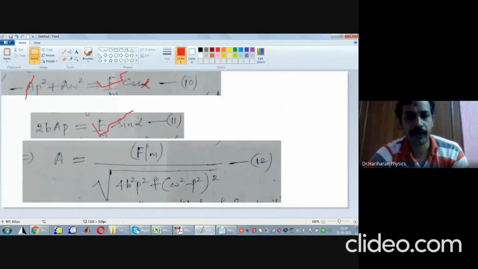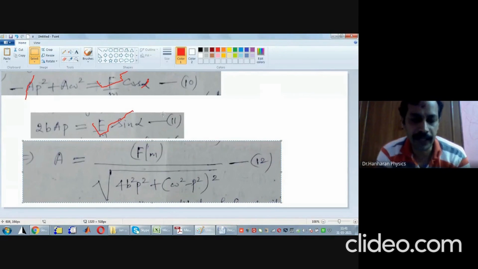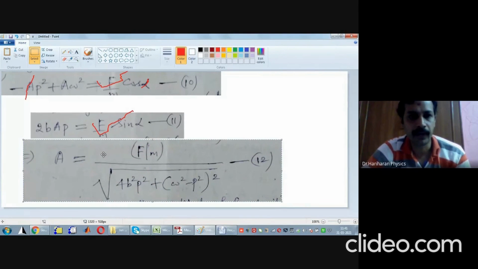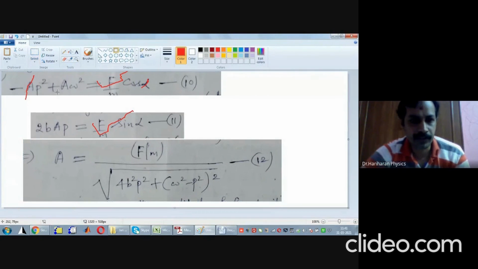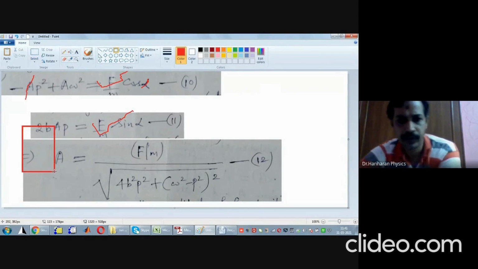So how do you find A? By simply squaring and adding equations 10 and 11, the alpha gets eliminated and you will get an expression purely in terms of amplitude, which is going to be this equation 12. Can you see here? That will be the expression for amplitude. What is the expression for amplitude? The expression for amplitude is this. Can you see here?